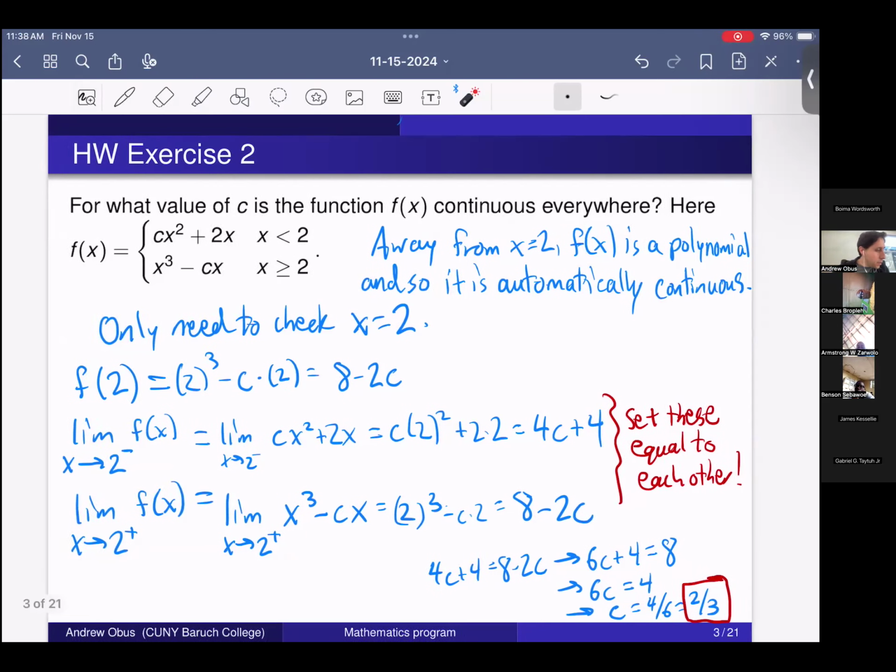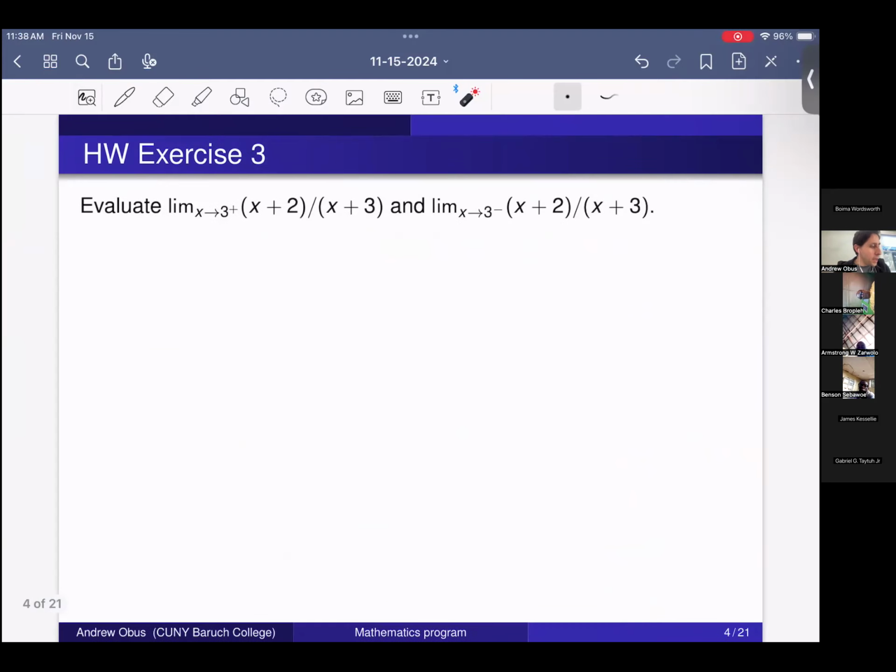Okay, so let's do the next assignment. So I must confess, this is not the problem I meant to assign. I meant to assign the limit as x goes to -3, not the limit as x goes to 3. So I made a mistake when typing the problem. But let's answer the problem as it is. So it says evaluate the limit as x goes to 3 plus of x plus 2 over x plus 3, and then also the limit as x goes to 3 minus of x plus 2 over x plus 3.